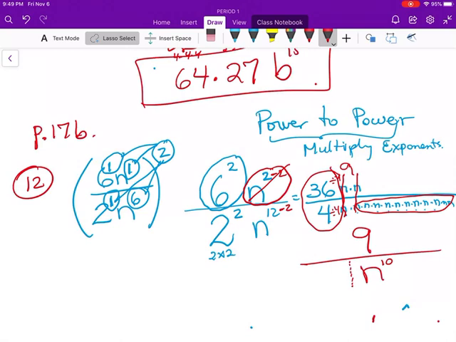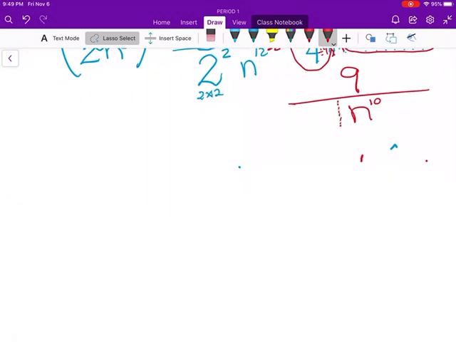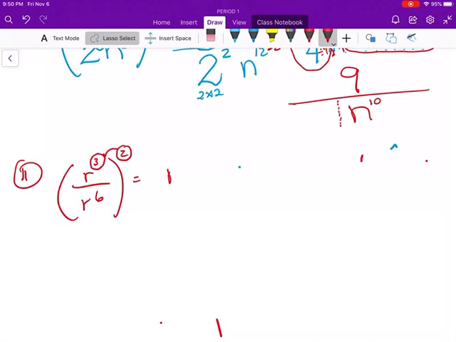Hopefully that helped. Let me try one more. Okay, let's try. There's another one, very simple right here. Well, simpler than the one I just did. Okay, here we go. The outside power times the inside. So it's r, 3 times 2.